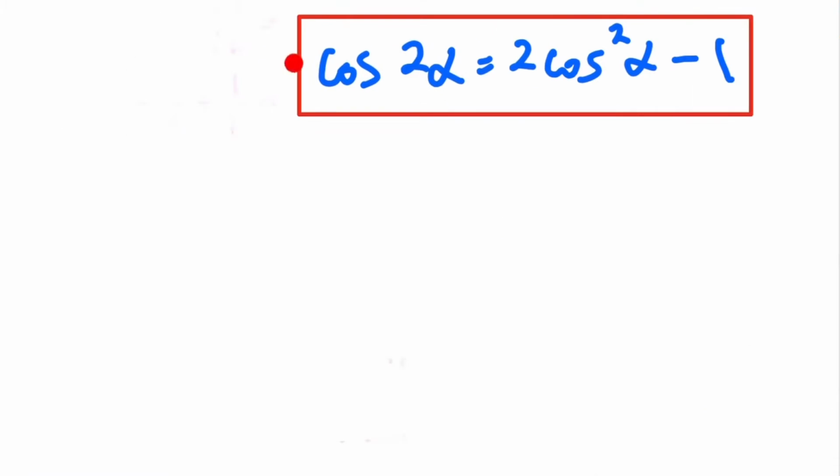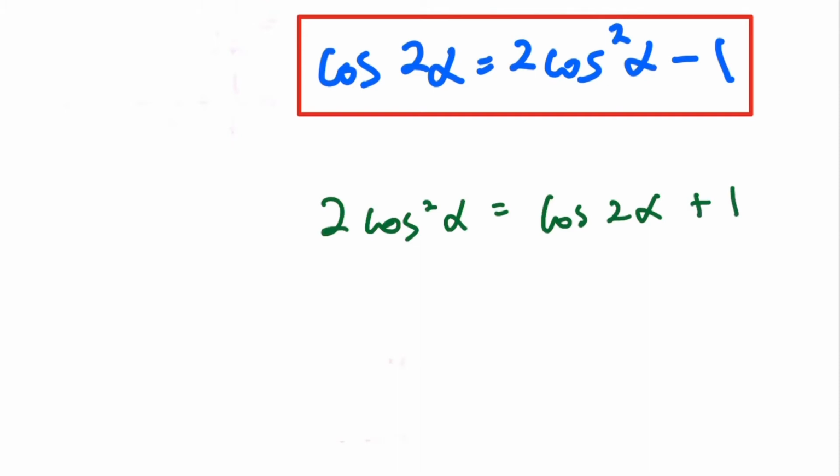Next, let's focus on this double angle formula. Cos 2 alpha is equal to 2 cos squared alpha minus 1. So now, let us make this as the subject here. So 2 cos squared alpha is equal to cos 2 alpha plus 1. Or I can write it as 1 plus cos 2 alpha.